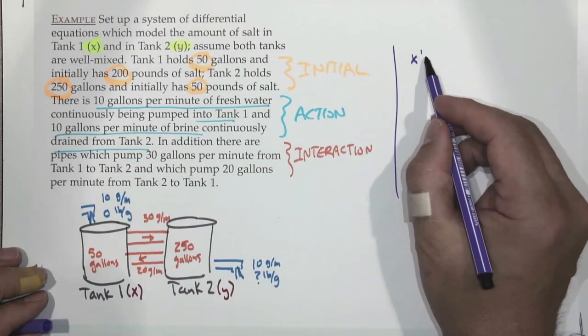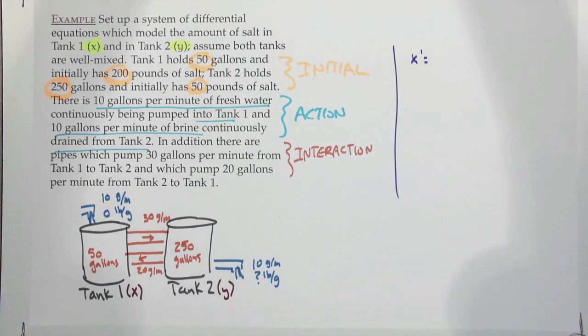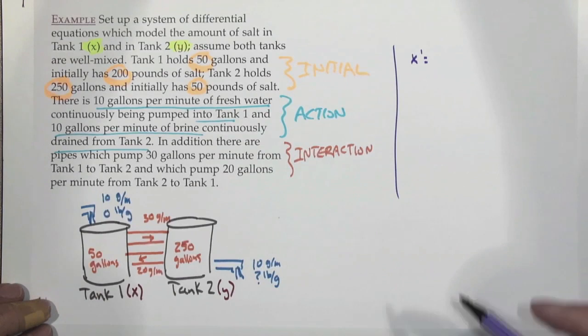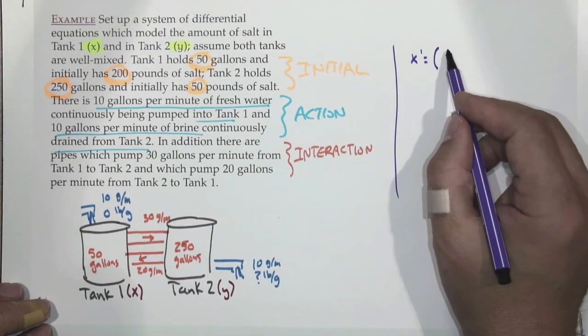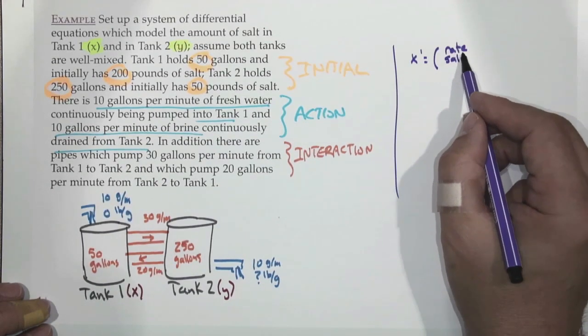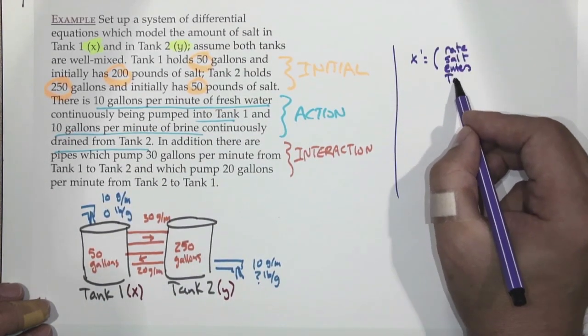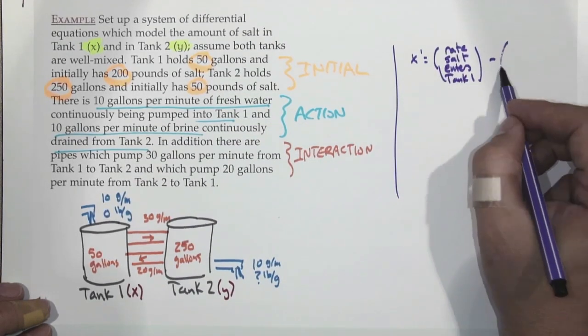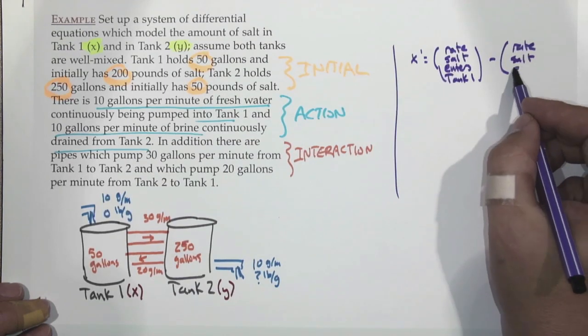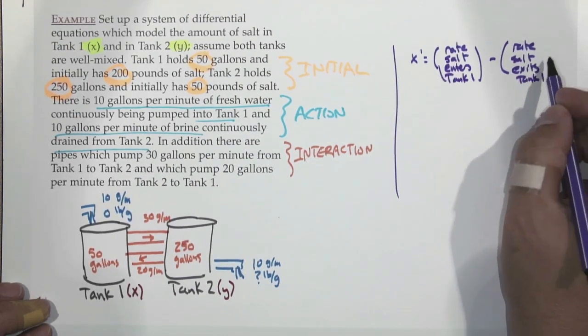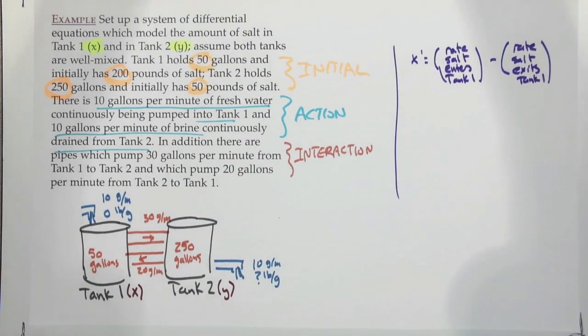X prime. Now, X prime represents change. Change of what? What's X capturing? Change of salt in tank 1. Okay, so if I want to know the change, I can say, well, the rate salt enters tank 1. See, that's the plus. And I subtract the rate that salt exits tank 1. So if you're like, ooh, that seems kind of familiar, yeah, it is. It's the same kind of thing we were doing before. See, systems aren't really different. You get to work with more letters of the alphabet, which is great.